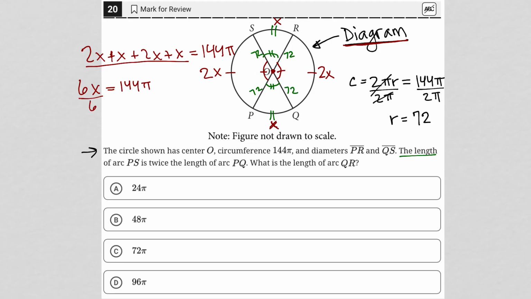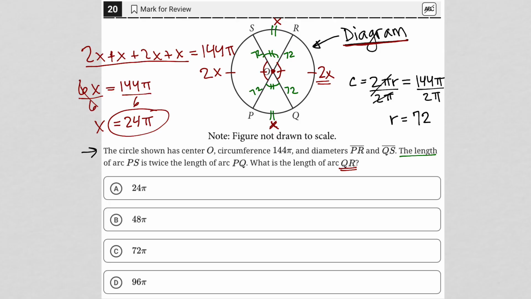And I can divide by 6. And let's see, let's go to my calculator. I don't know that off the top of my head, although I probably should, but it doesn't matter. 144 divided by 6 is 24. So this is equal to 24 pi, and that's what our x is equal to, right? So x equals 24 pi, but we want QR. QR is a 2x, right?